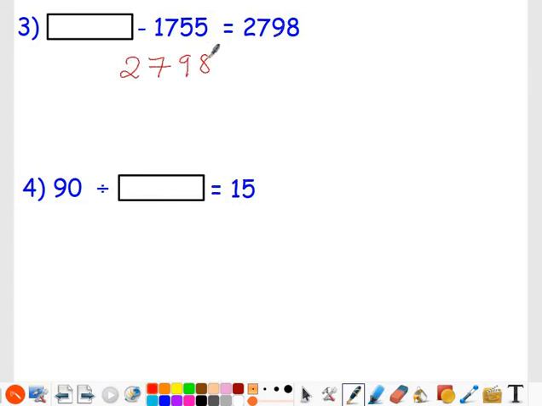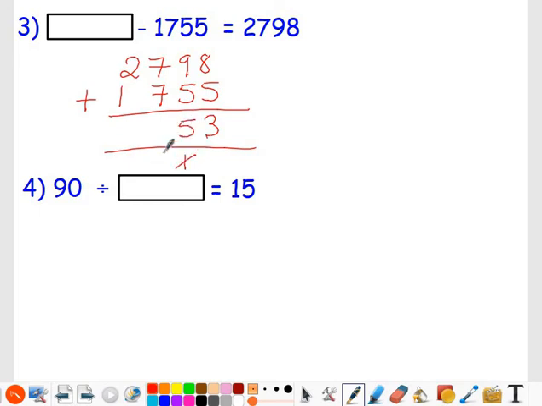So 2,798 add 1,755. 8 add 5 is 13, 3 down carry 1. 9 add 5 is 14, and the one we carried is 15, 5 down carry 1. 7 add 7 is 14, and the one we carried is 15, 5 down carry 1. 2 add 1 is 3, and the one we carried is 4. So our missing gap is 4,553. And again, if we wanted to check that on the side, we can.